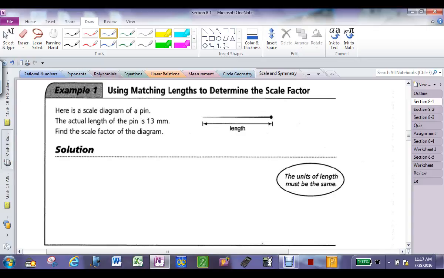There's a drawing of a pin. The actual length of the pin is 13 millimeters. Find the scale factor for this diagram. How do we find scale factor? It's model divided by actual. So, do I know the actual length of this pin? Yeah. What is it? 13. Right? Do I know the length of the model? No. How do I find it?